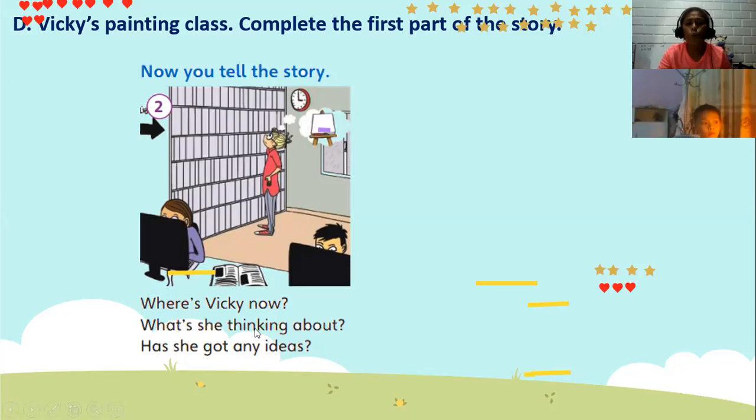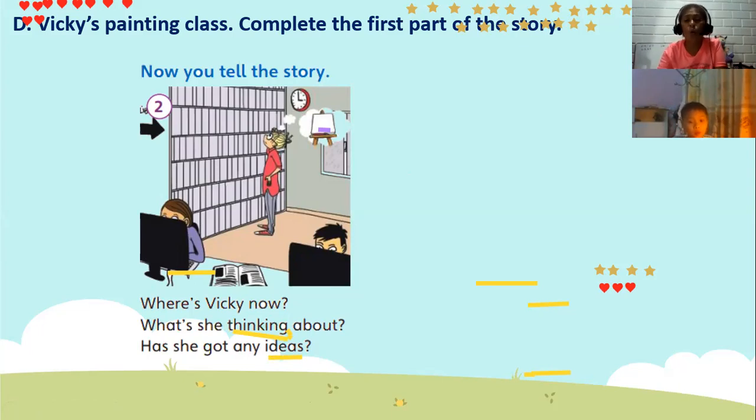Where's Becky now? What is she thinking about? Has she got any ideas? What do you think is in these pictures? You tell me. Where's Becky now? What's she thinking about? Has she got any ideas? Okay, what do you think Becky is thinking right now? Thinking. Ideas. Okay, now look at the pictures. What can you say about the pictures? You tell me about these pictures.